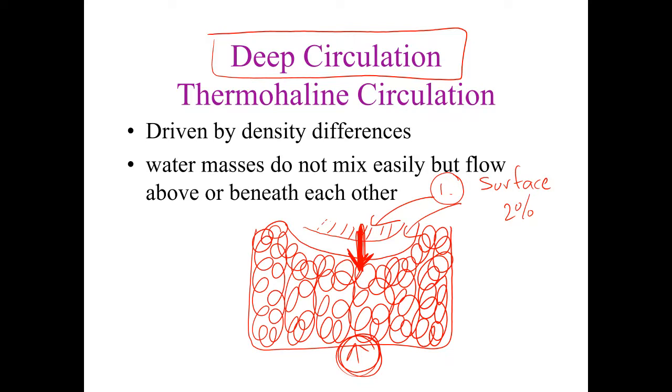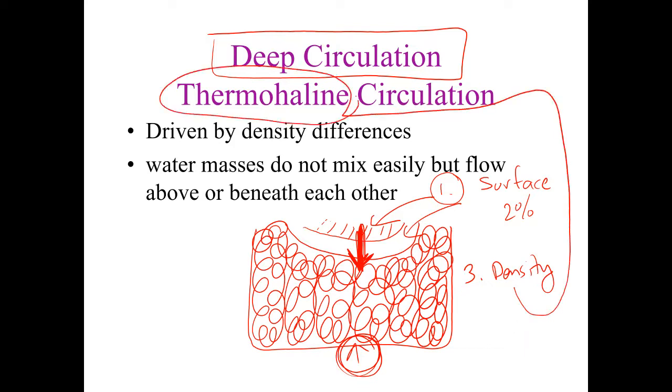Now, how does it get there? It gets there literally based on, we're in our 3rd layer now, based on density. What is that density dependent upon? Look at this. This should be a term that you're really familiar with. Thermo, remember thermocline? Haline, remember halocline? So it's temperature and salt, or temperature and salinity circulation. In other words, the third layer is based on density.